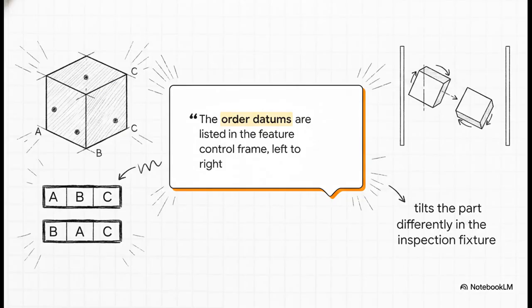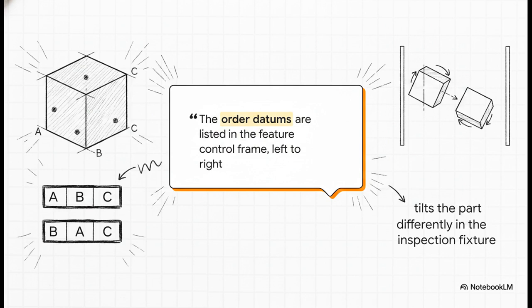Now this brings up a massive, absolutely crucial wake-up call for anyone designing or inspecting parts. Datum order isn't just some paperwork formality. If you have a feature control frame that says datums A, B, and C, and you decide to just casually swap it to B, A, C on the machine, you haven't just rearranged letters. You have fundamentally shifted how those degrees of freedom are constrained. You're changing which surface gets 3 points of contact versus 2 points. And because real parts aren't perfectly square, swapping datums literally tilts the part differently in the inspection fixture. That means your entire tolerance zone moves in physical space.